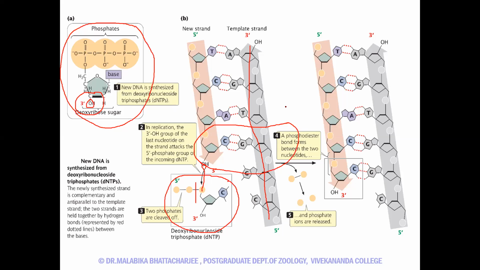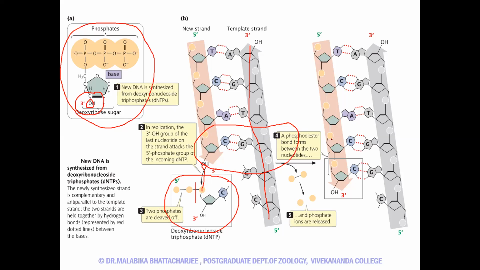What is a primer? In case of in vivo DNA replication, it has been observed that if you just open up a DNA strand and give all the raw materials, replication will not start. It needs a small amount of RNA primer.